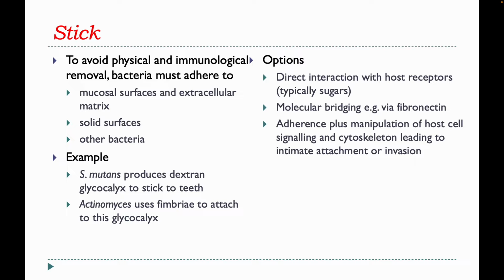Bacteria need to stick. One of the primary ways in which we get rid of bacteria from places we don't want them is peristalsis. Basically anything in your gastrointestinal tract is getting swept through and goes out the other end. So if bacteria want to stick around, they have to stick to mucosal surfaces. If they want to survive in your mouth, they have to stick to mucosal surfaces or to teeth. And there are various ways in which they can do that.